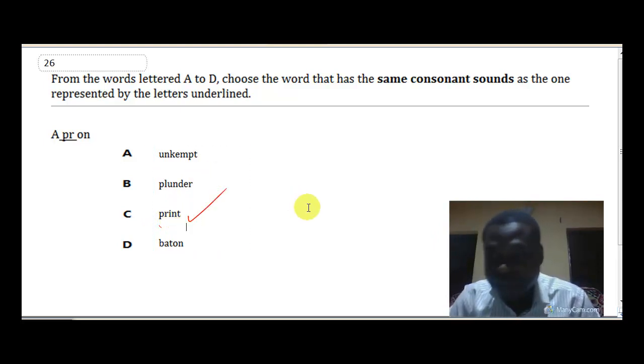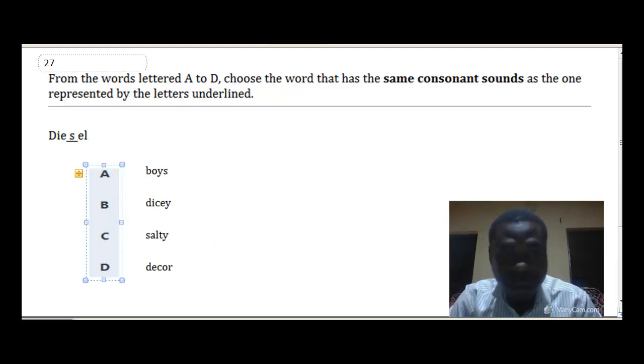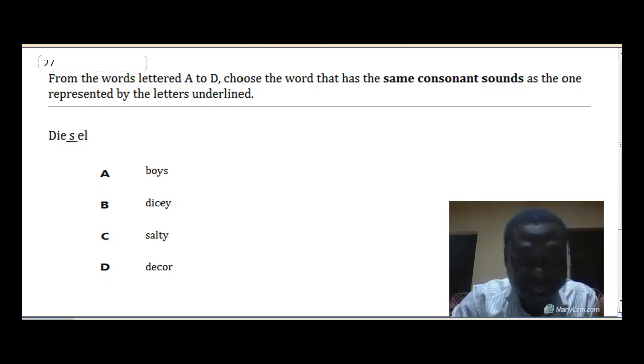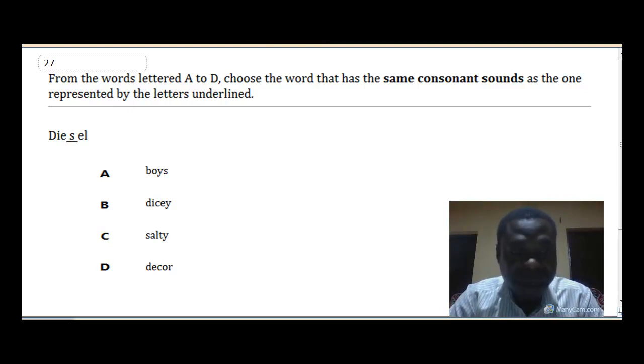Question 27. Diesel. The sound represented by that letter S is Z. So which of the options has Z? Right, let's pronounce them. Option A, boys. Listen very well. B, dicey. C, salty. And D, decor.